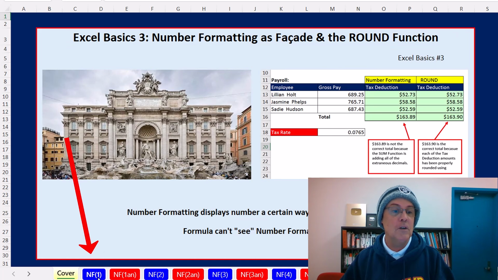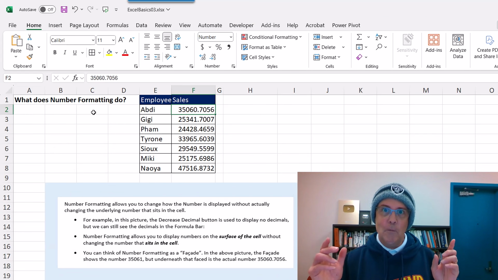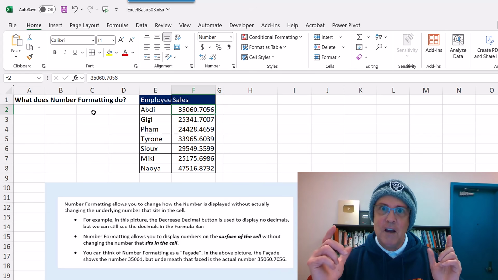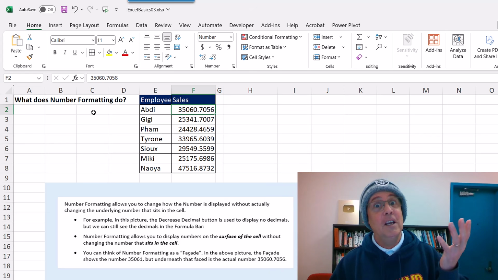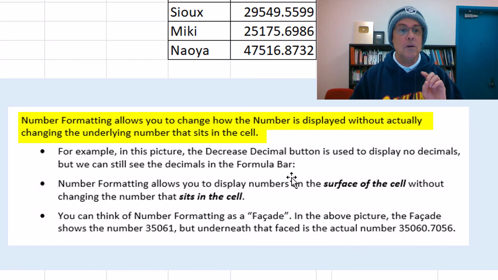All right, let's go over to the sheet NF for Number Formatting 1. Now, the first question to ask is, what does number formatting do? And when we figure that out, we have the definition of number formatting. And here it is. Number formatting allows you to change how the number is displayed on the surface, on the facade, without actually changing the underlying number that sits in the cell.